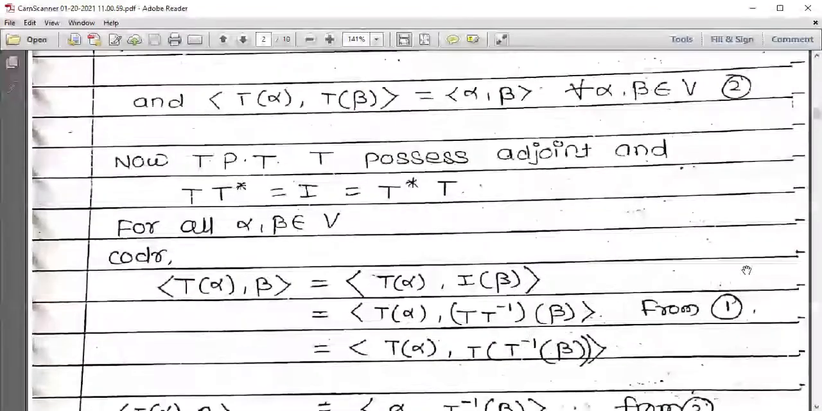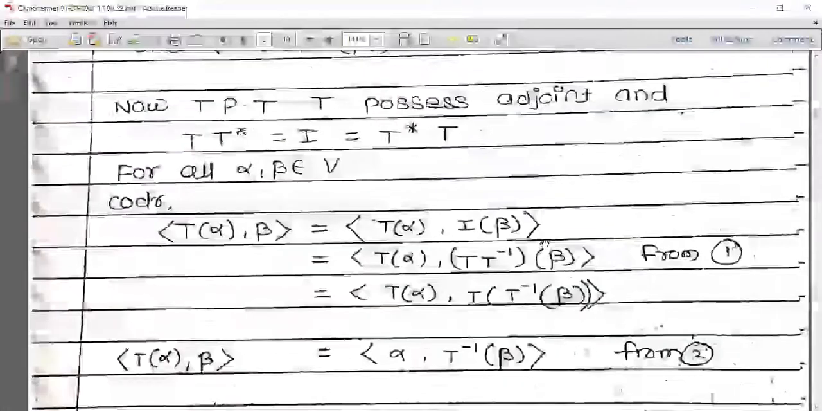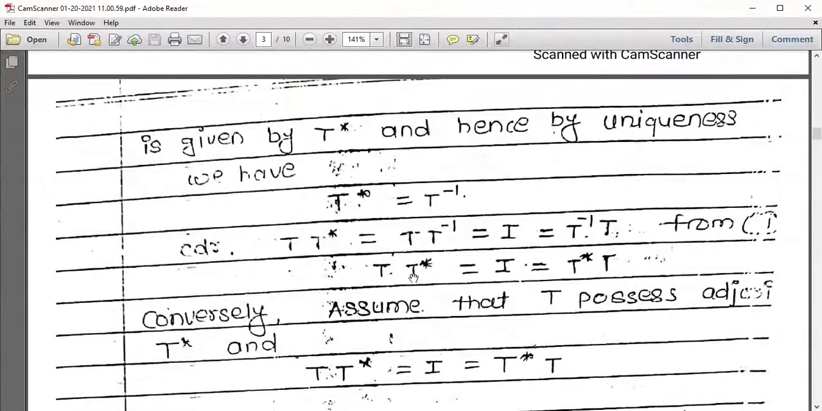What is equation number 1? Look at here. Instead of T inverse, we have T star. Hence, T into T star is equal to I, which is equal to T star into T. So now look at the second part of the theorem.